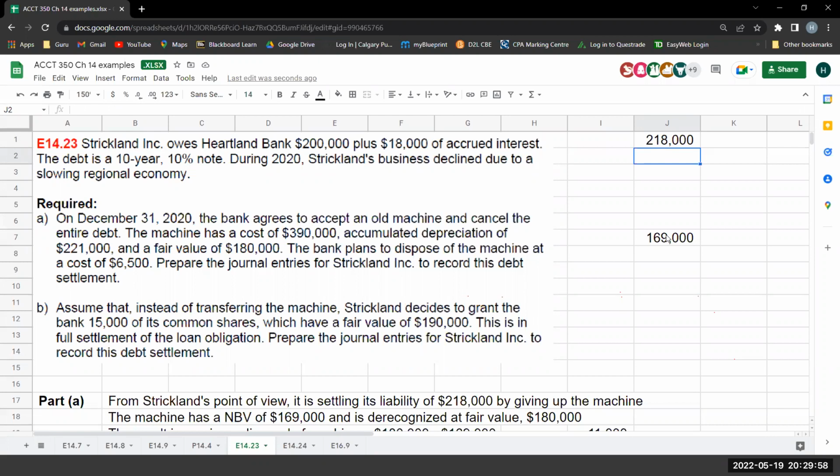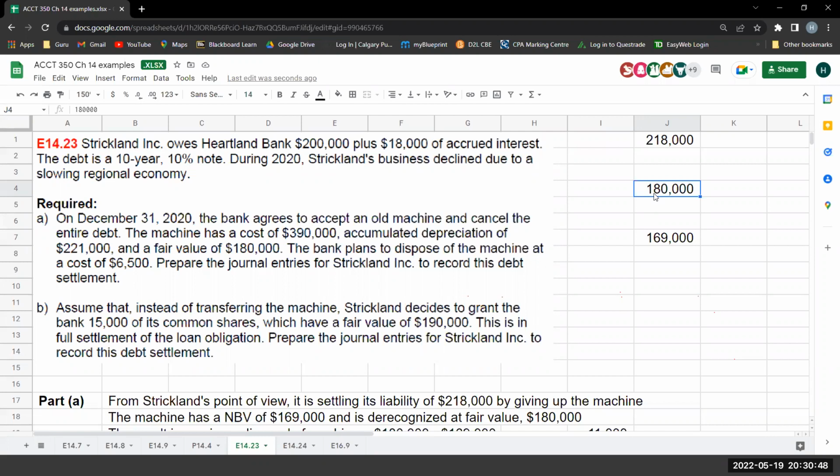And look what's happening. The bank is pulling a machine. The book value of the machine is $169,000, but the machine's fair value is $180,000. So the bank is getting a machine that has a fair value of $180,000. From the bank's point of view, the bank is basically losing $38,000, the difference between the amount it's owed and the fair value of the machine it's getting. The bank is losing on this particular transaction.